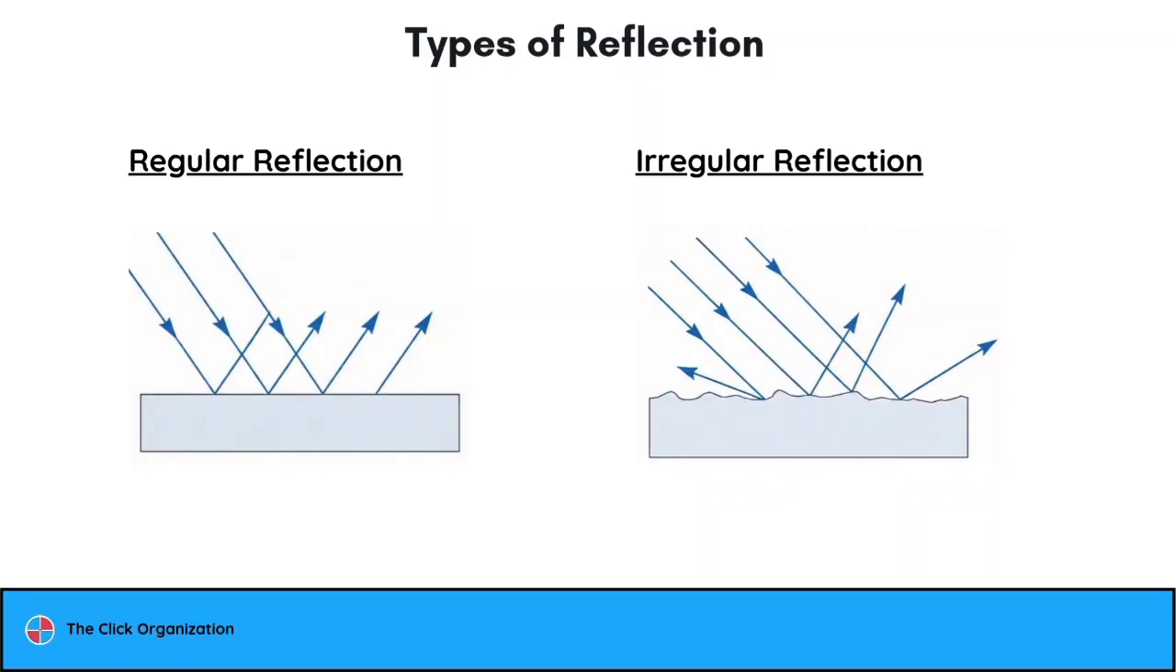And on the other hand, we have irregular reflection, which occurs on rough surfaces. The reflected rays scatter in different directions, and although the light scatters, the law of reflection is still obeyed at every point of the surface. And this is why we can clearly see ourselves in a mirror but not on a rough wall.